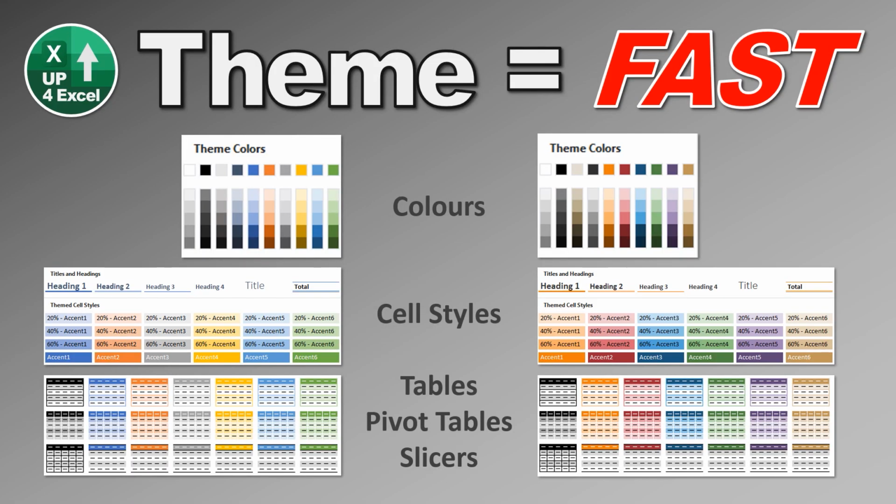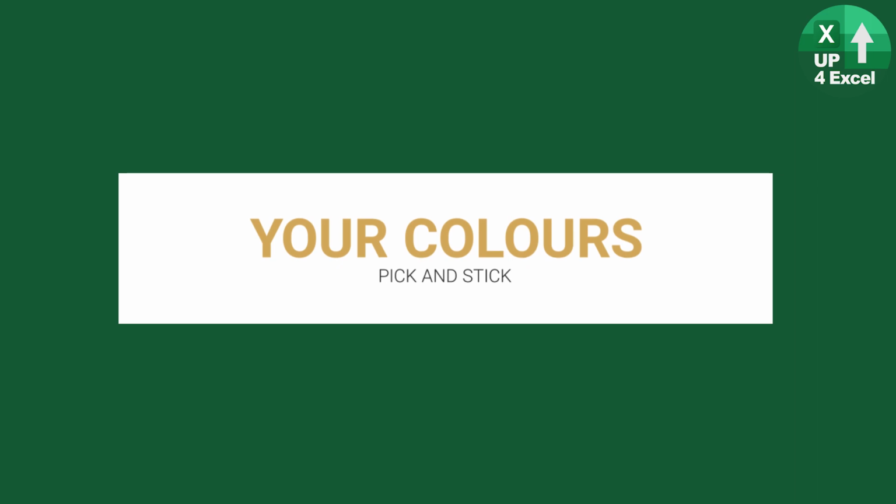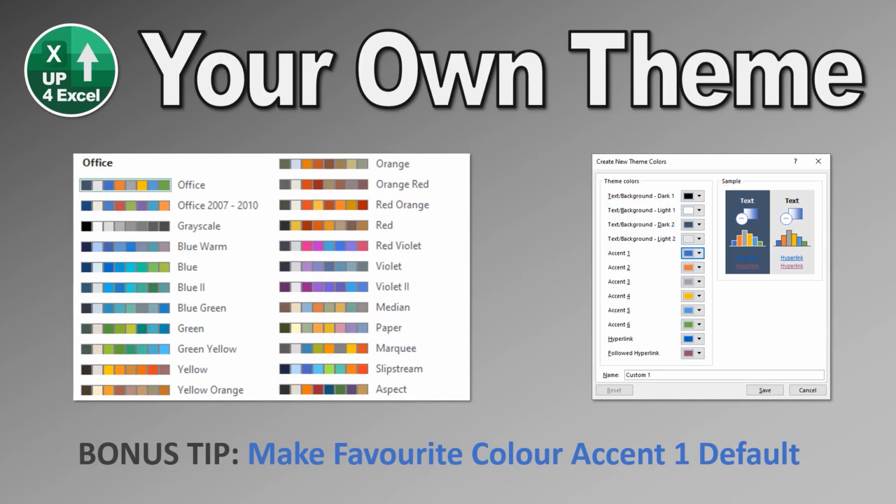And the reason for that is because theme colors, when you want to change reports, are super fast, as I just showed you. You can have entire pivot tables, tables, slicers, cell styles, etc. just change as you change the theme. You can still waste a lot of time messing around trying to find the perfect theme. So my top tip is have your own theme.